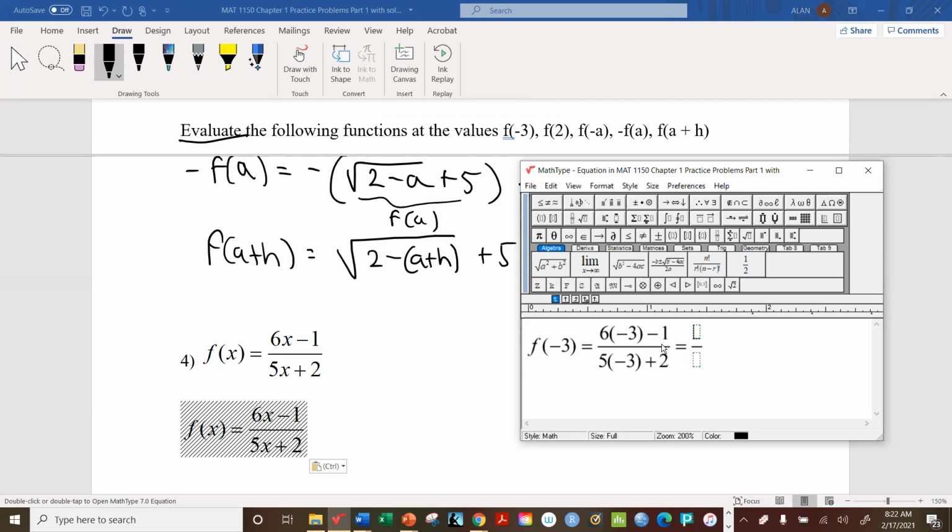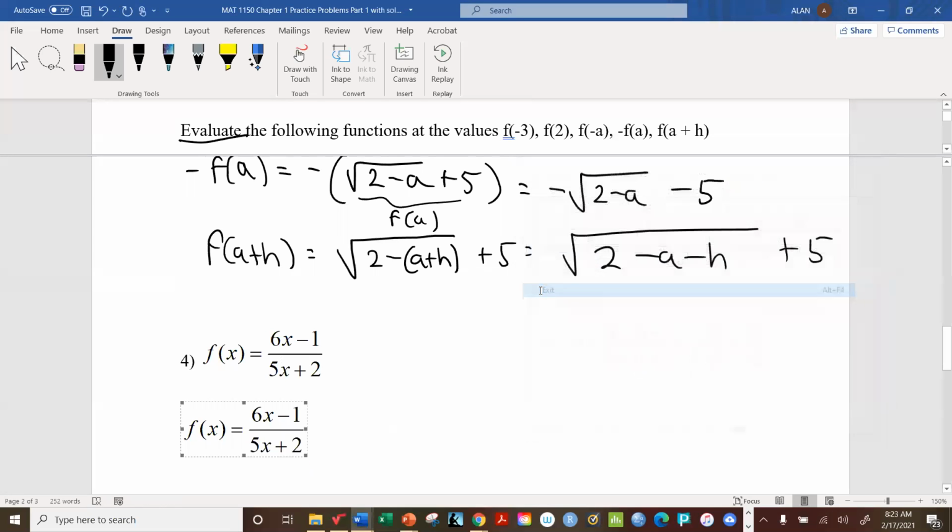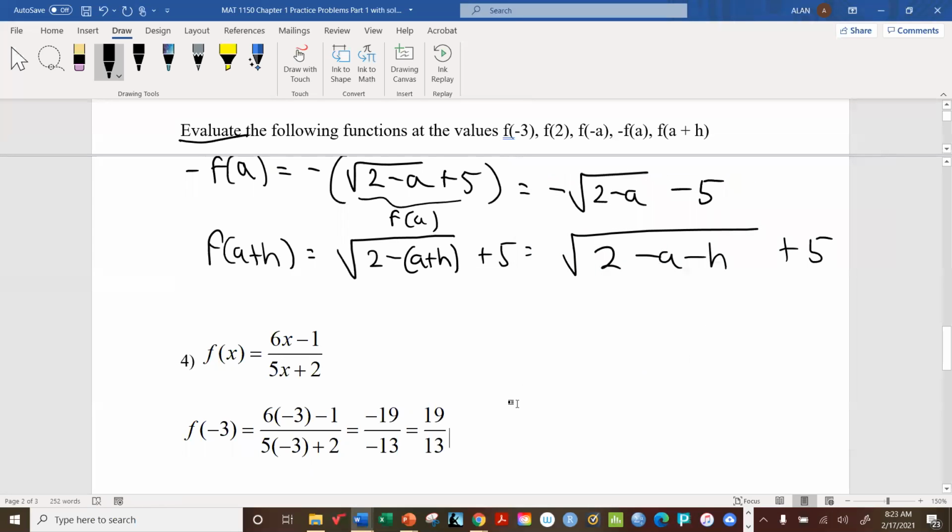The numerator, I have negative 18 minus 1. And in the denominator, I have minus 15 plus 2. And the negatives do cancel out. And so I end up with 19 over 13. And that's that.